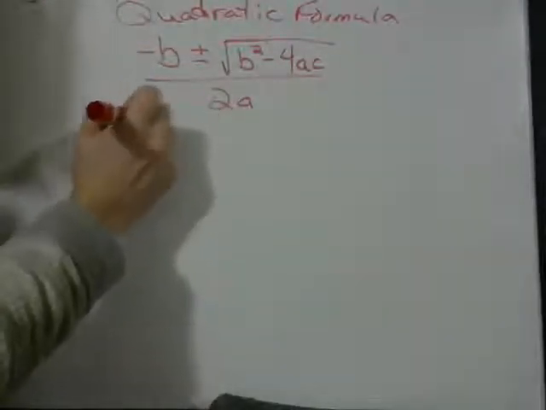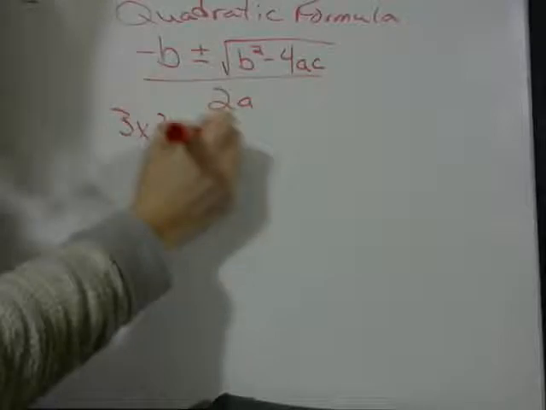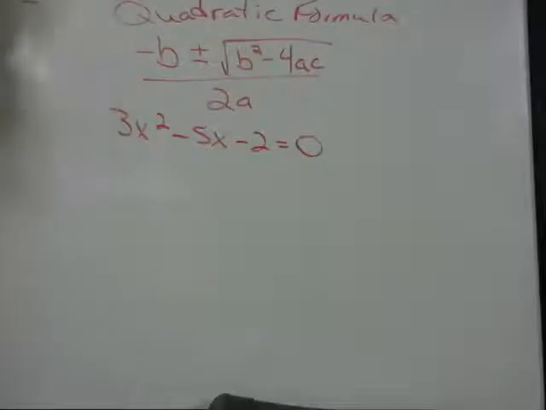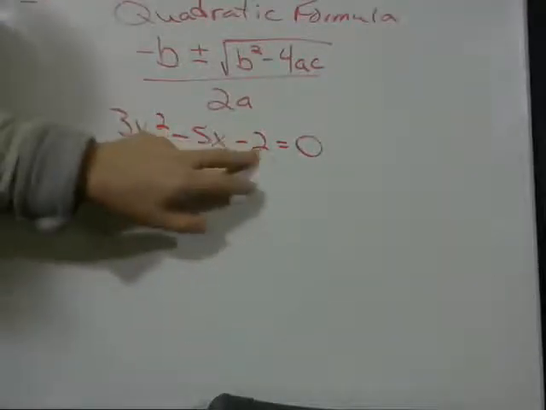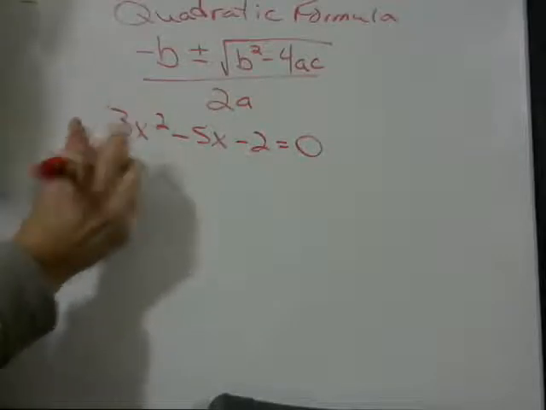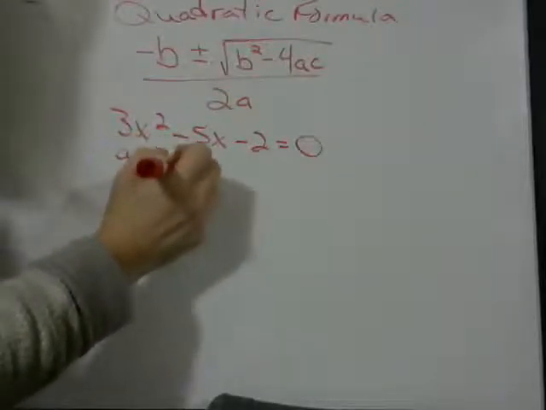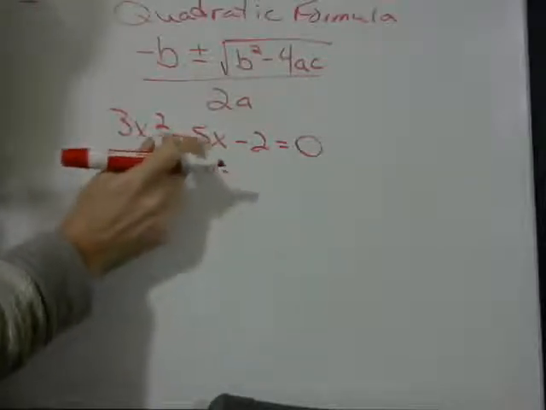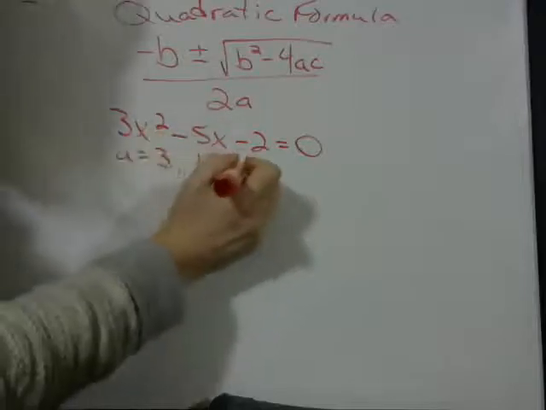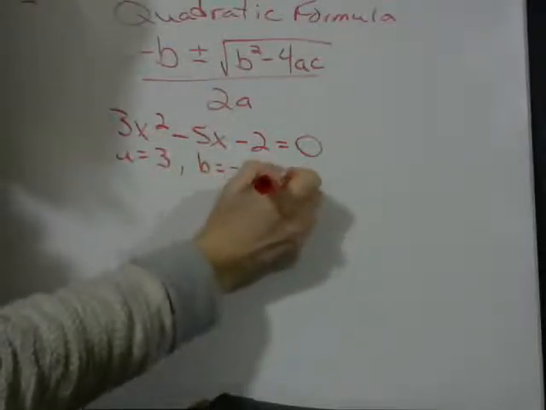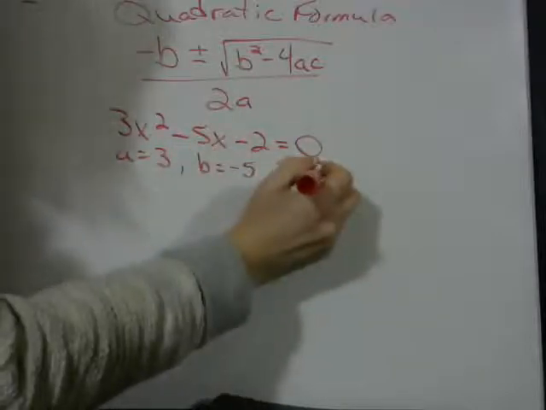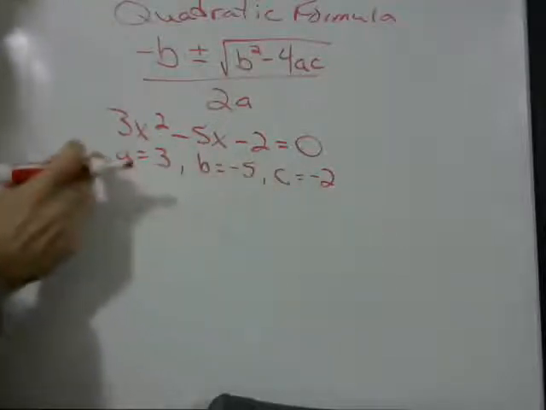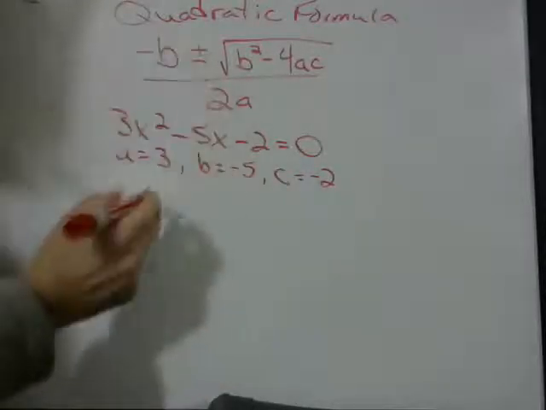We have 3x squared minus 5x minus 2 equals 0. So remember, this is A, this is B, this is C. So A equals 3. B equals, this is minus 5, right? So you need to make sure that you write the minus 5. And C equals minus 2 or negative 2. So make sure if there's a minus sign, you write the negative. Okay, then we're just going to plug this into the formula.